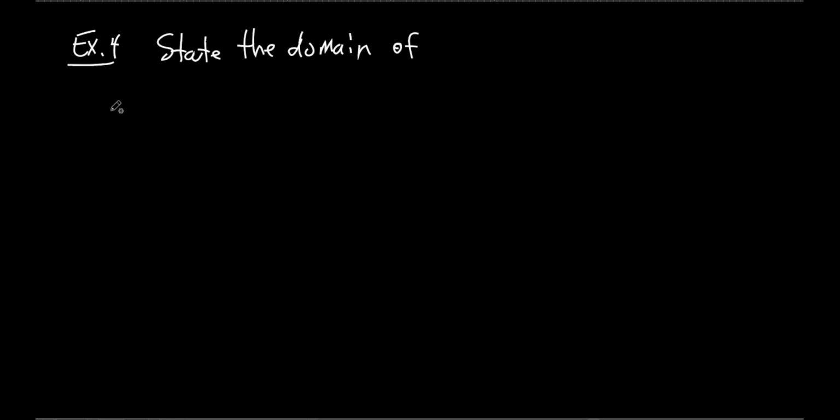All right, here's what it says. This is example 4. It says state the domain. We talked a little bit about that the other day, right? What the domain meant of f composition g of x.